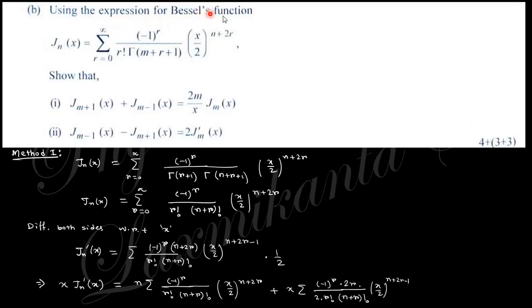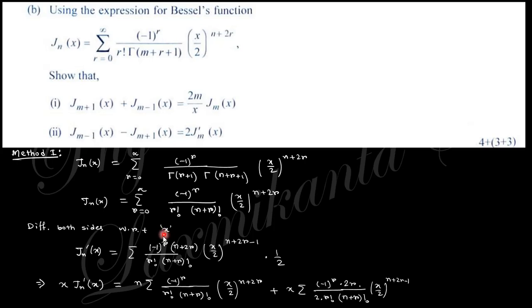Next, using the expression of Bessel's function, J_n(x) equals to like that, so that these two relations. This is also what we discussed in the theoretical class. J_n(x) equals to like 1 over gamma function, this is factorial.